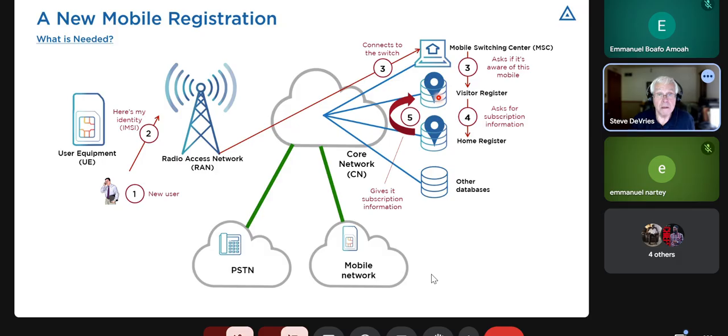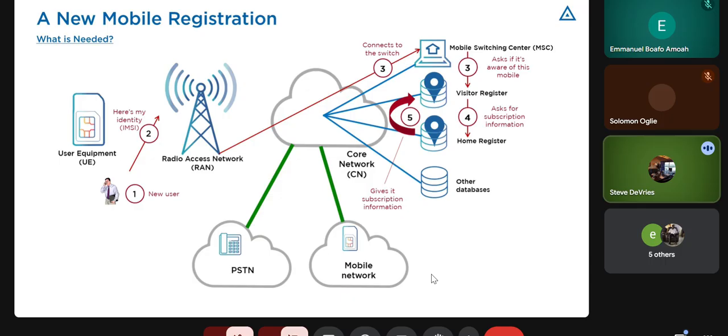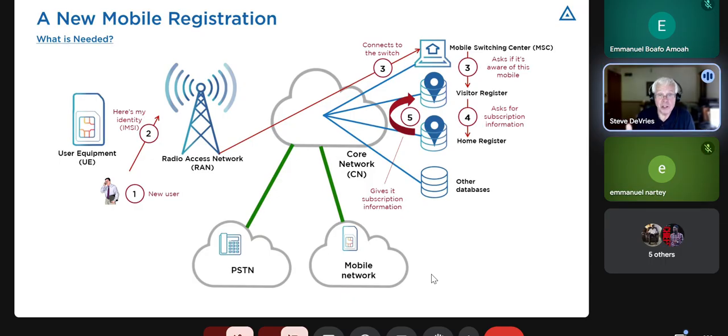It's going to send a packet of data to the home system. And it's going to ask the home system, make a copy of this customer's service profile. I want a copy of that so I know if there's any restrictions or any services they have, or just anything about that subscription, how much data they can use, and so on. So this device makes a copy of that and sends it back to the visitor register.